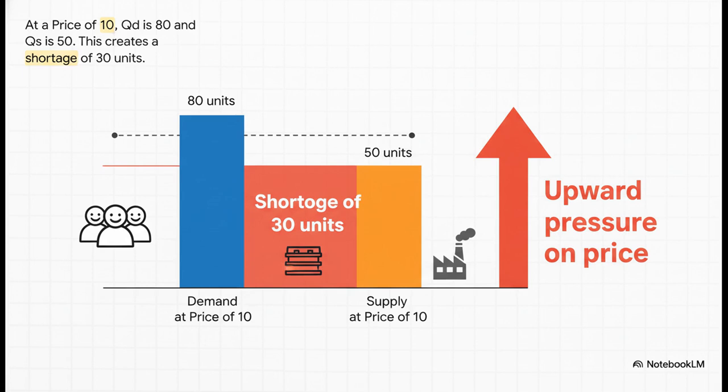Let's go back to our example. We know the right price is 16, but what happens if the price was artificially held down at 10? Well, at that amazing price, buyers would want 80 units, but sellers would only be willing to supply 50. See the mismatch? That leaves a gap, a shortage of 30 units, and that shortage creates pressure that pushes the price back up towards 16.